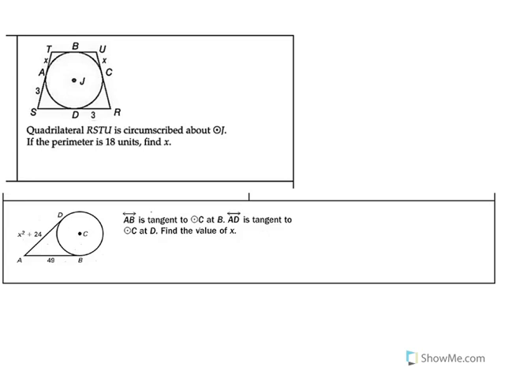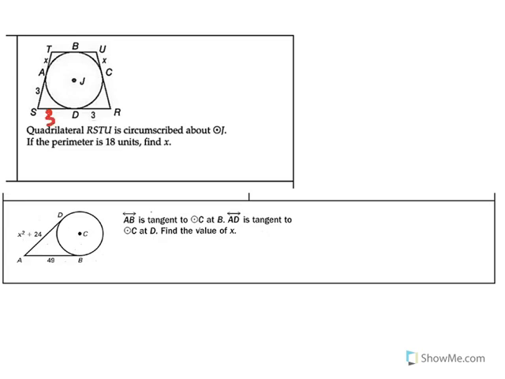Okay, two more examples. Again, these are all the same concept. So this next one looks like a different shape, but it's already labeled and we're going to use our same concept as before. So quadrilateral RST is circumscribed about, that means it's on the outside of circle J. If its perimeter is 18, we're going to find X. Okay, well, let's label everything. It looks like AS is 3, and so that means SD is also 3.